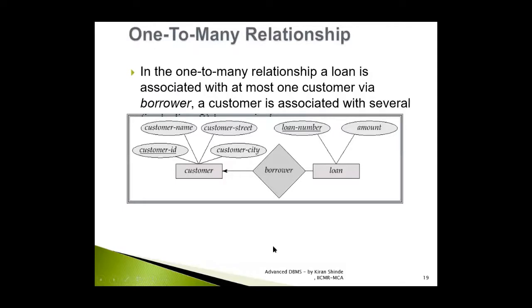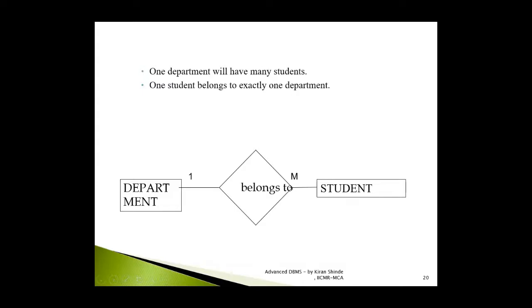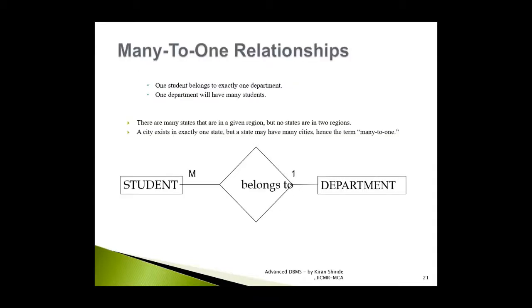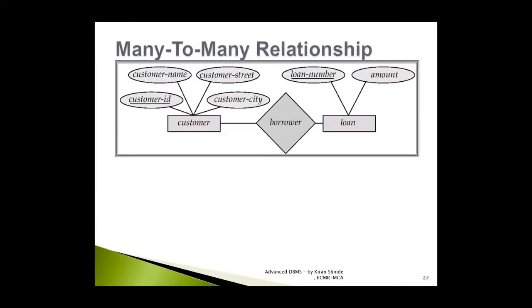And for a one-to-many relationship, again, I use the same example with another assumption: a customer can borrow more than one loan. So here one customer can borrow more loans, right? One department has many students, or one course has many students. Many-to-one relationship: many students belong to one department. So many times it happens that once you understand one-to-many, it becomes easy to understand many-to-one. And finally, many-to-many.